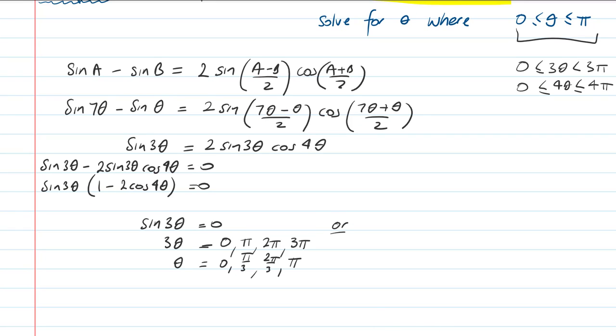My second set of solutions is 1 minus 2 cos 4 theta equals 0. This is where the 4 theta comes in. Rearranging, I get cos 4 theta is equal to a half, which means that 4 theta is equal to cos inverse of a half, which hopefully you recall is pi on 3. That's the first quadrant. In the fourth quadrant, we get 2 pi minus pi on 3, which is 6 pi on 3 minus pi on 3, so we get 5 pi on 3.